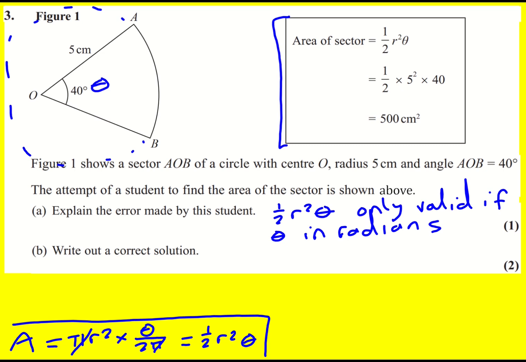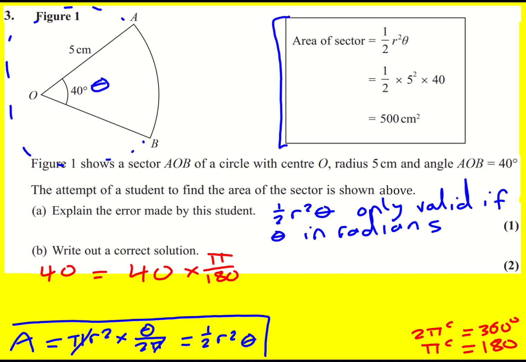So write out a correct solution. I just need to change 40 degrees into radians. And I can do that by times by the scale factor, pi over 180. Because 2 pi radians, use a little c to indicate radians, is 360 degrees. And we can divide by 2. And that basically gives you your scale factor. If you want to know what 1 degree is, we can divide by 180. So pi over 180. So then if I want 40 degrees, I just times by that scale factor, pi over 180.